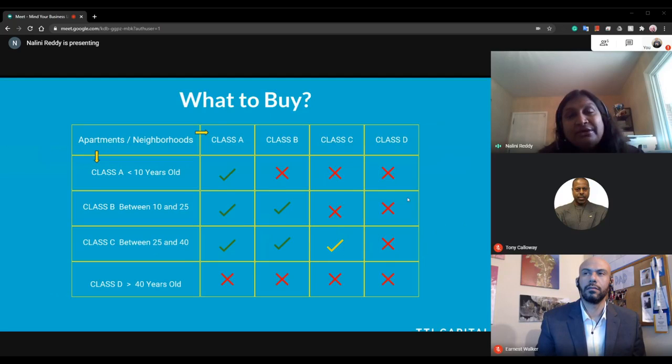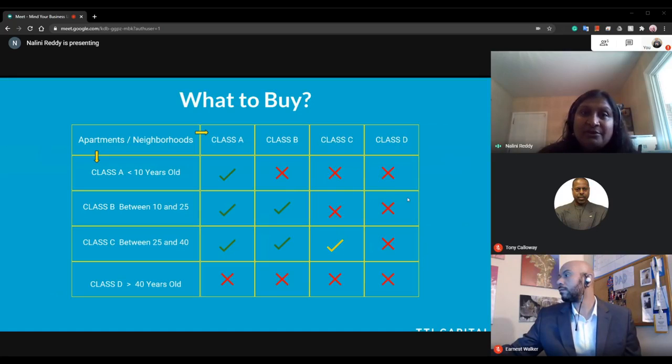Similarly, neighborhoods as well are class A, B, C, and D. Class A is basically a happening neighborhood, it's booming right now. In the past 10 years, it's been booming, so that's a class A neighborhood. Class B used to be the place, 10 to 25 years ago. Class C is a more mature neighborhood, like 25 to 40 years ago, and Class D is beyond 40 years.